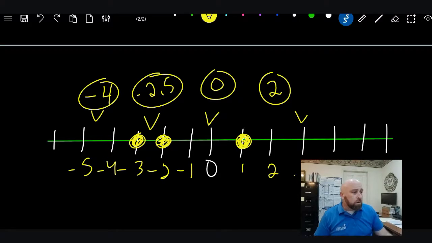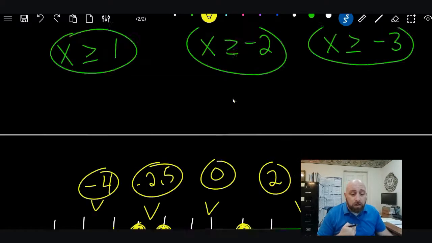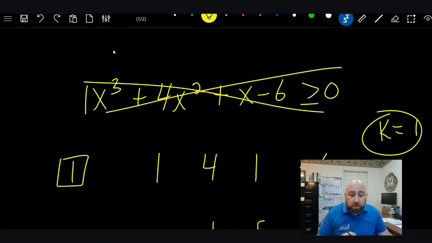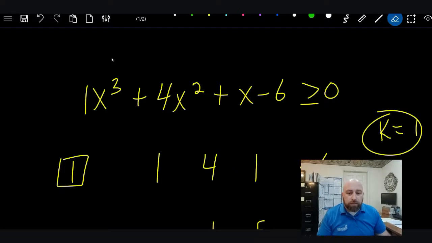All right. So what's going to happen is we are now going to plug it in to the original. I'm not going to do all of this work, okay, because it's just things that you know how to do. What's the original? Well, it's up here. Let me get rid of this real quick. It's right there. Let me get rid of this one. It's x cubed plus 4x squared plus x minus 6 is greater than or equal to 0.